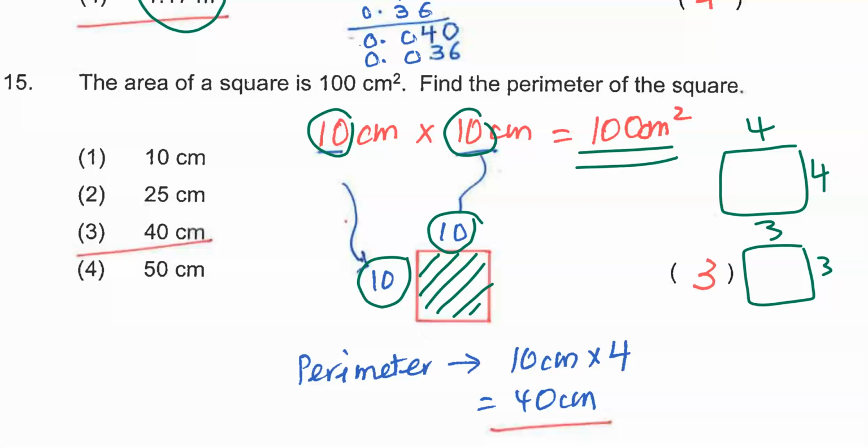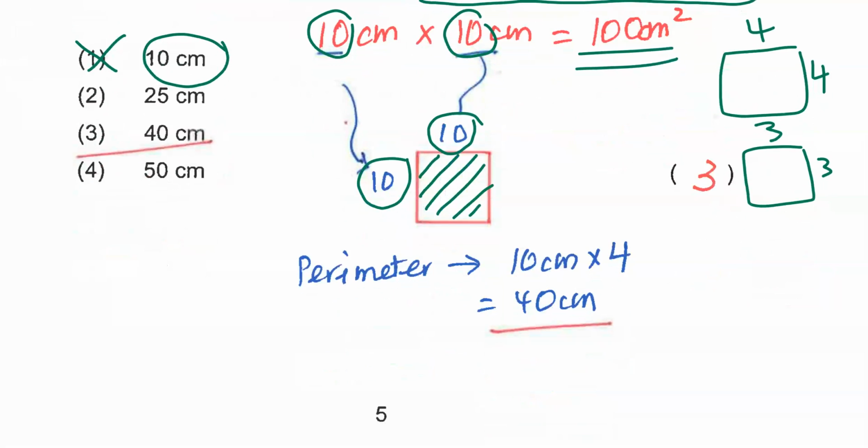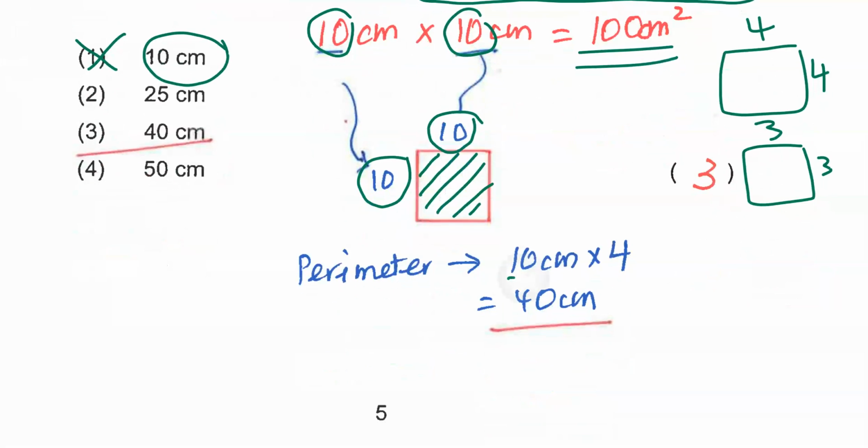Obviously it's 10. Now, many pupils would just give the answer as 10, and this is wrong. Why? Because they did not read the question. We are not asking you to find one side of a square. We're asking you to find the perimeter. So once you have one side of the square, which is 10, there are 4 equal sides. You times 4, and the answer is 40.